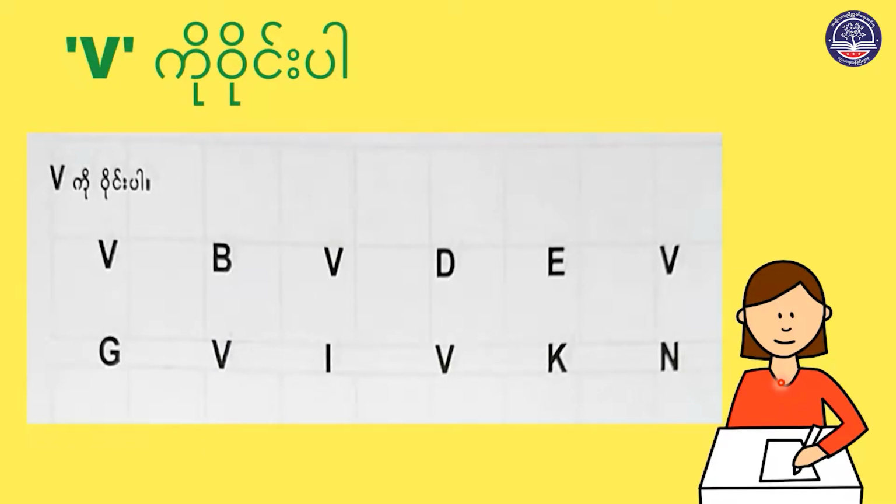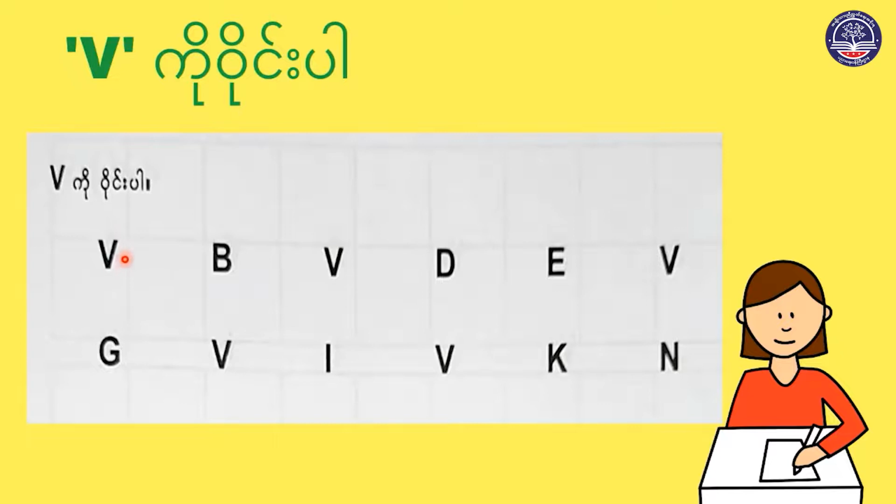Here, what you have to do is you will have to circle letter V. Okay? You will just circle letter V. You will not circle other letters. Got it? Now let's begin. Letter V looks like this. Okay, so let's start with the first one.